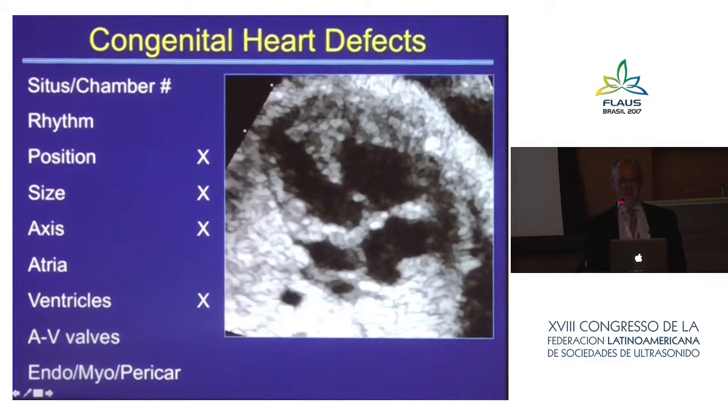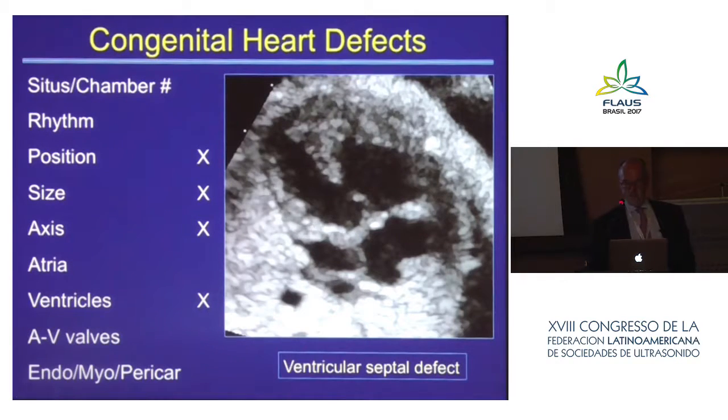Here we have another case, a 4-chamber view of the heart. We see that the size is much larger again, and the axis is, again, very flattened in the chest, so it's over that typical 45-degree angle we talked about. And we see this defect, which is a VSD, a ventricular septal defect, between both chambers of the heart.